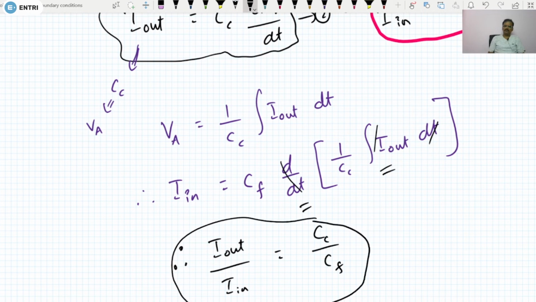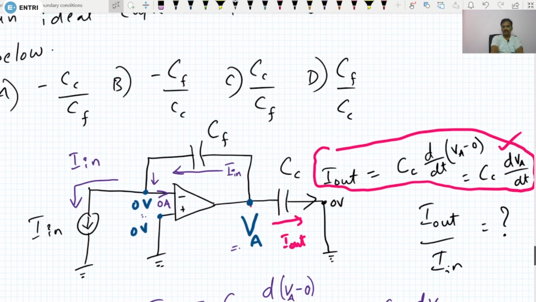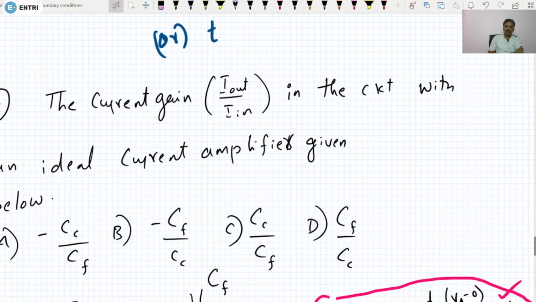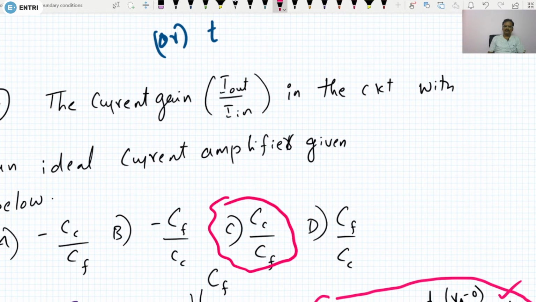So in either manner you can solve here, right? For this question, the answer is nothing but Cc by Cf. So let us see which option is correct. That is option C. So option C is correct for this question, Cc by Cf, right? Okay. So 4 questions done.